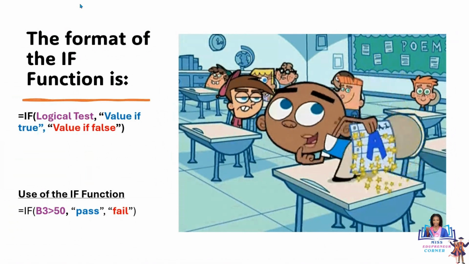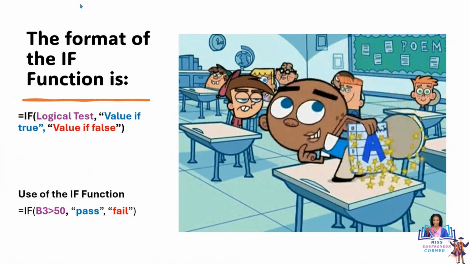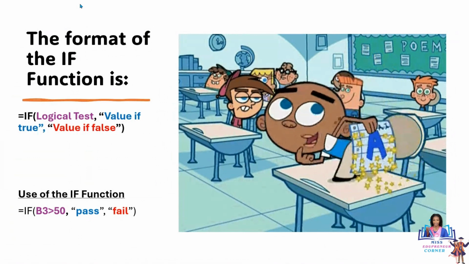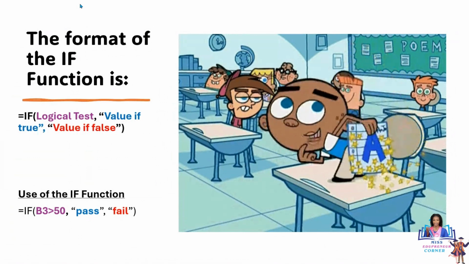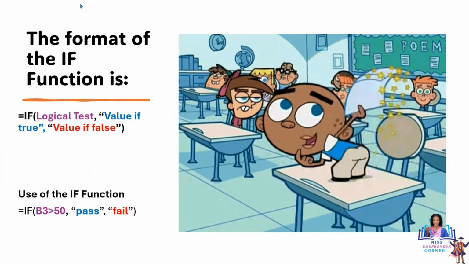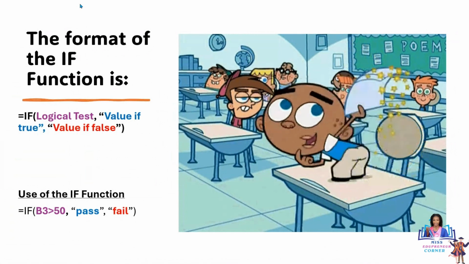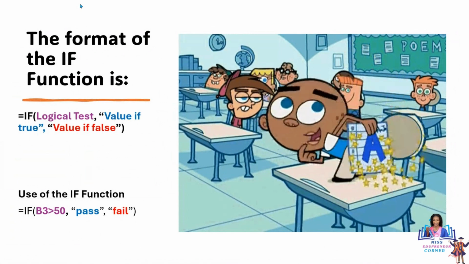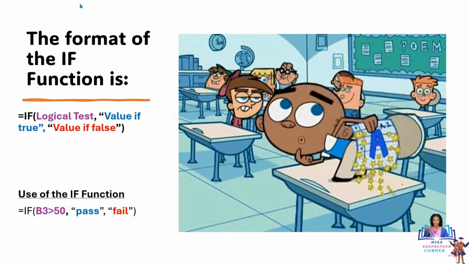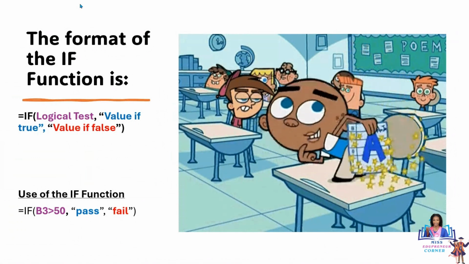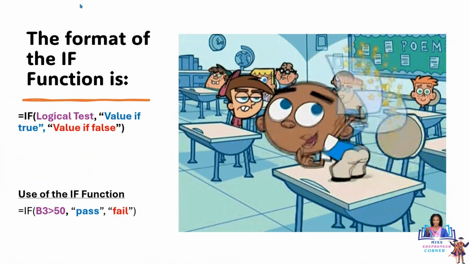So equal IF, open bracket, B3 greater than 50, so that's a logical test. Pass would therefore be the value if true. So if the person's score in B3 is greater than 50, then we would want to see the word pass appear. But if the person's score is less than 50, then we would want the word fail to appear.